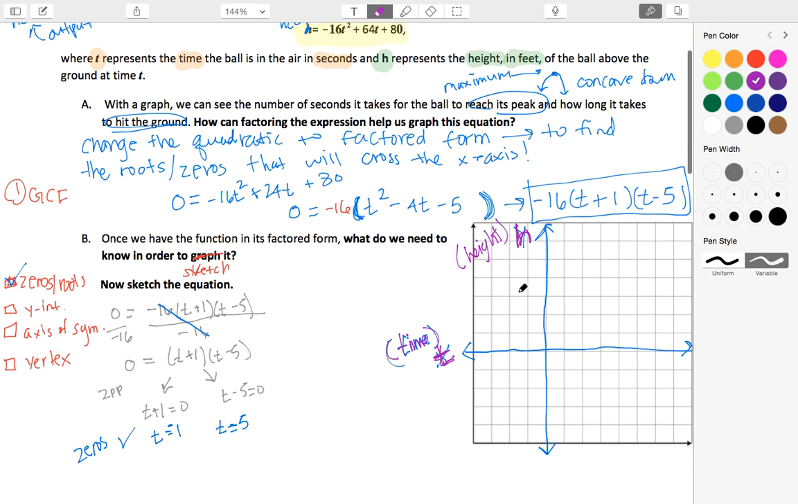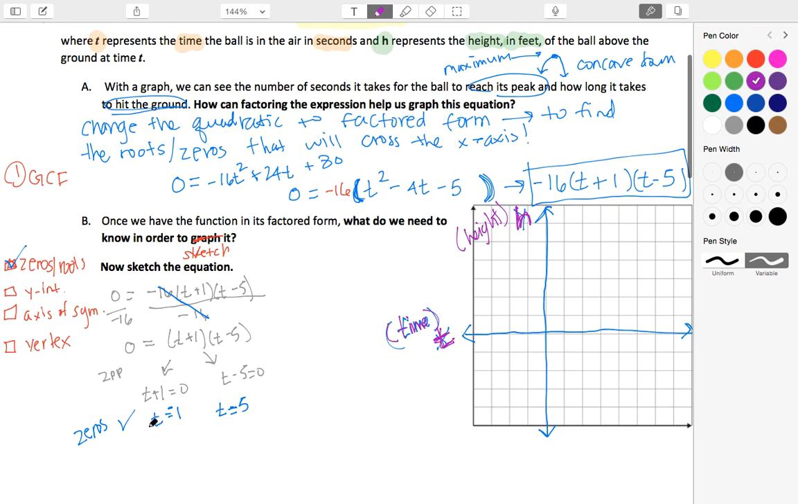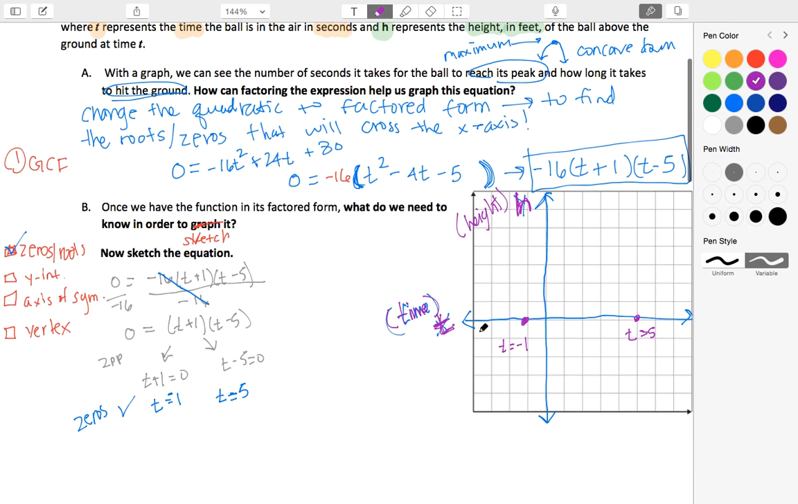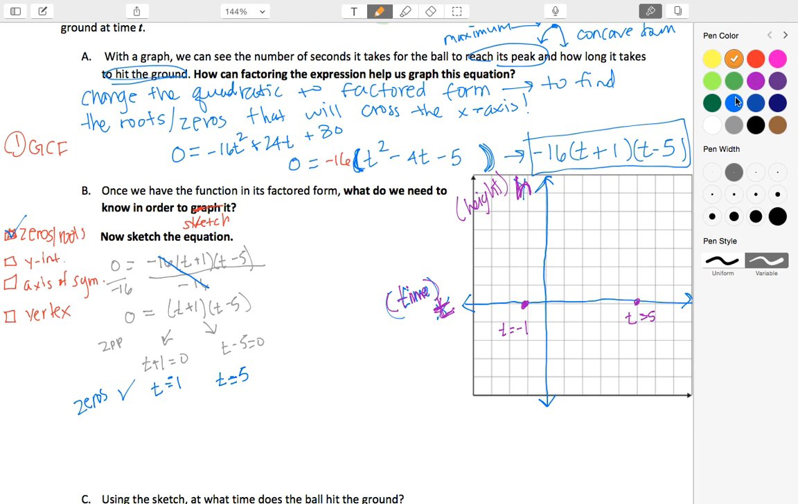Okay, so what we can do is, since t is equal to negative 1 and positive 5, we can write negative 1 right here and plot. So t is equal to -1, and then t is equal to +5. So 1, 2, 3, 4, and 5. t is equal to +5. So from there, we are able to find the axis of symmetry.